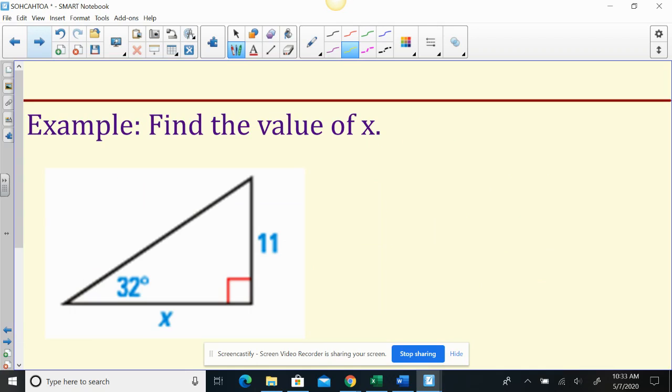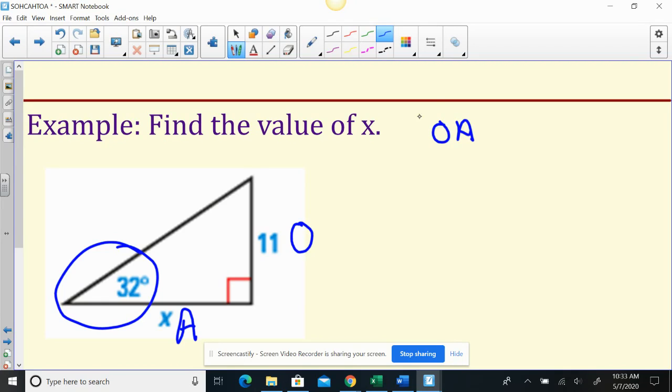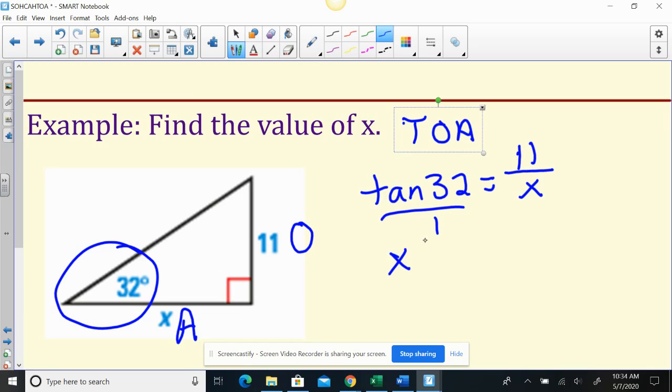All right, try it, please. Pause. And let's go. So here's my angle. I have opposite and I have an adjacent. I don't have a hypotenuse, so this time I have no h. So OA means I'm going to use tangent. So tan of my angle equals, keep it in the order, opposite over adjacent. All right, x down low. So if I want to think about cross multiplying, this would give me x times tan 32 equals 11 times 1, which is 11. So I'm going to have to divide by tan of 32.